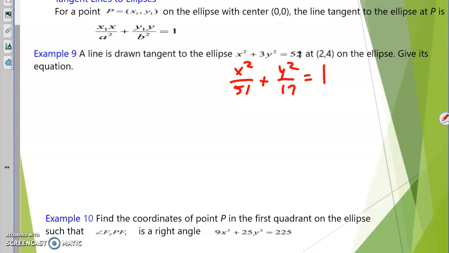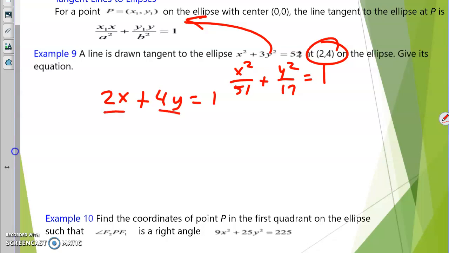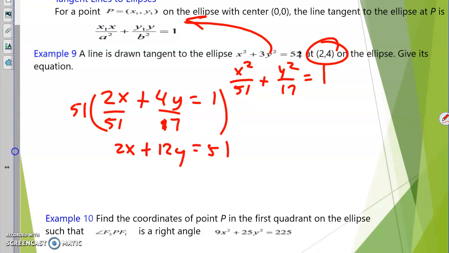And we want to do some plugging into this formula right there. So we know we have the point (2, 4). So let's plug in. We got 2x, we have 4y equals 1. We're going to divide both of those by 51 and 17. Okay. And then let's see if we can find the equation of that by multiplying everything by 51 to get rid of the fraction first. And so I get 2x plus 12y equals 51.